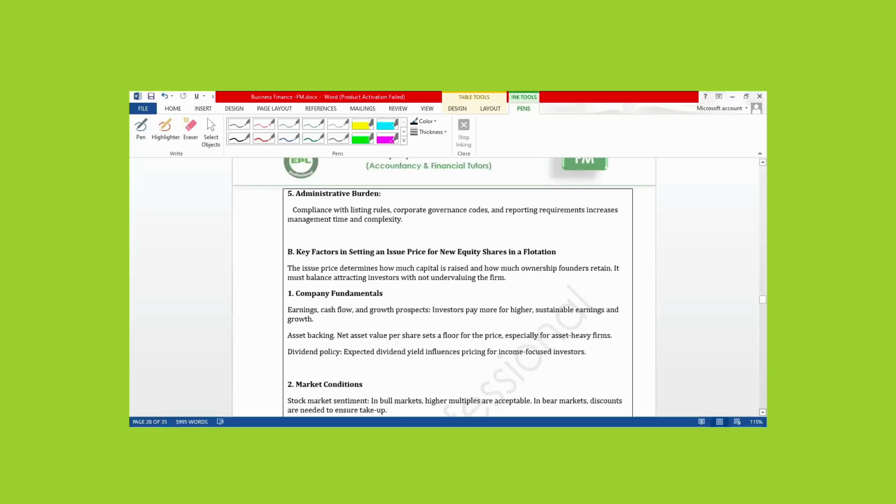Your expected dividend policy. A consistent dividend policy can influence share price, can influence issue price.